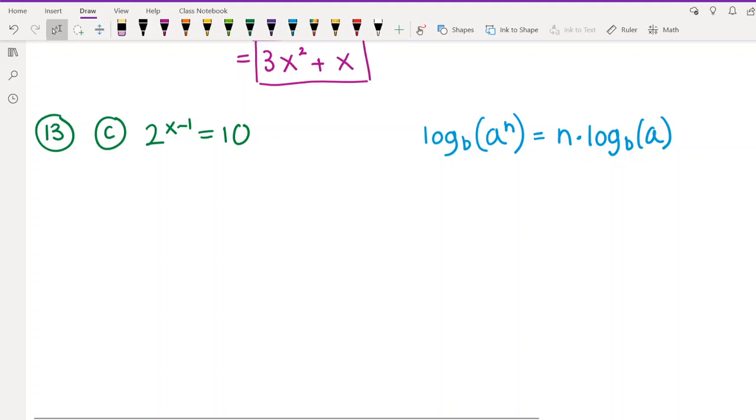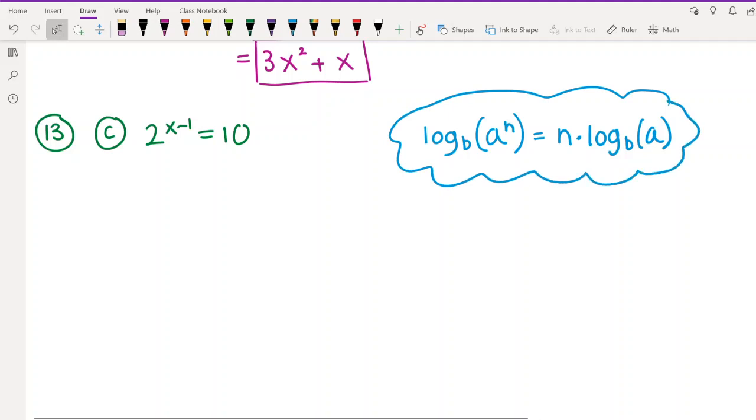So basically what we're going to do is take advantage of this rule. And how can we take advantage of this rule? Well, we need to take a logarithm of both sides of the equation. That's really the only way that we're going to be able to bring that exponent down. You can use any kind of logarithm you want, but because of how calculators are set up, you typically want to use either ln or log.